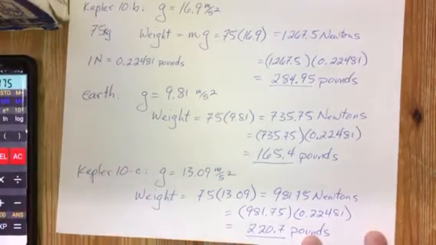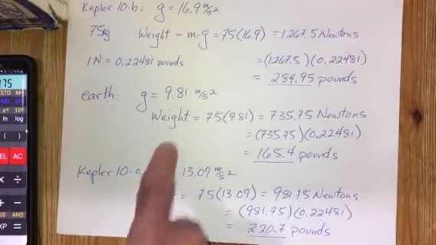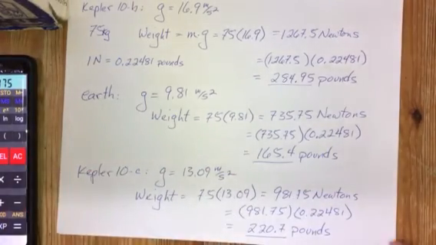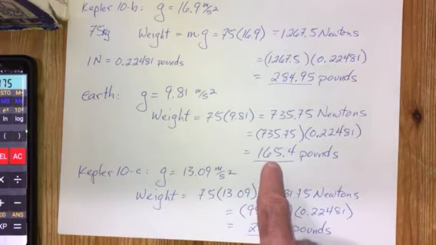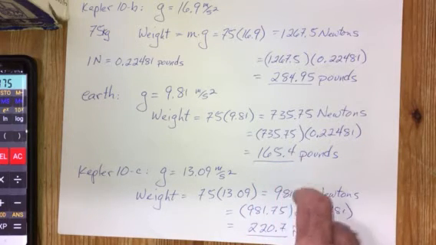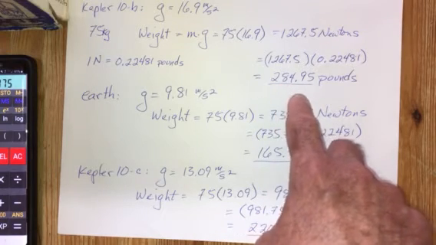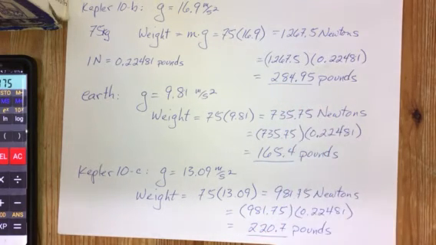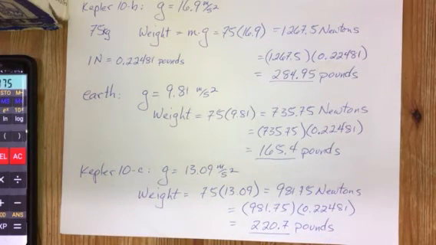So again, just to compare, if you have a mass of 75 kilograms, your weight here on Earth in pounds would be 165.4 pounds. Your weight on Kepler 10b would be 284.95 pounds, and your weight on Kepler 10c would be 220.7 pounds. So there are some interesting effects that gravity has, right? Both of those planets, Kepler 10b and Kepler 10c, are larger and more massive than the Earth. So you can see why there would be a larger weight if you were to be standing on the surfaces of those two planets.